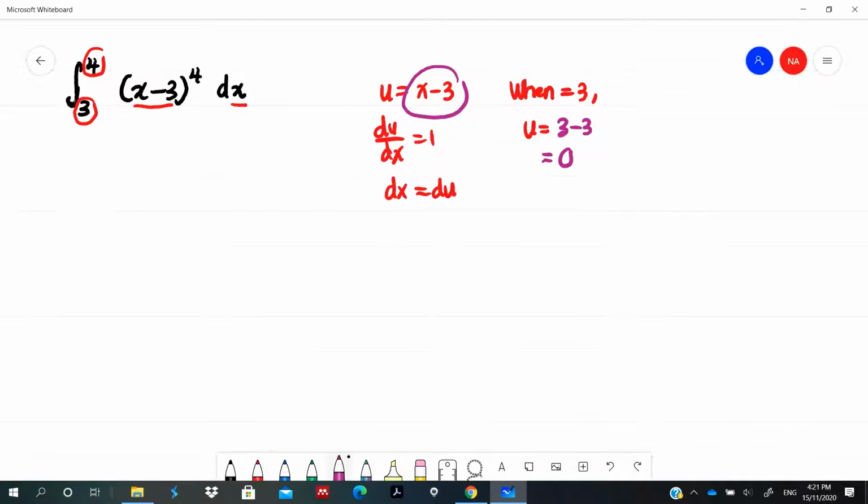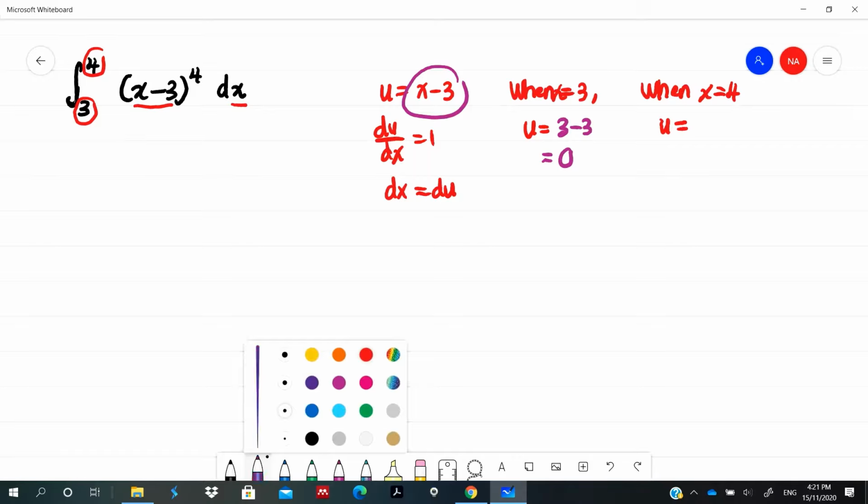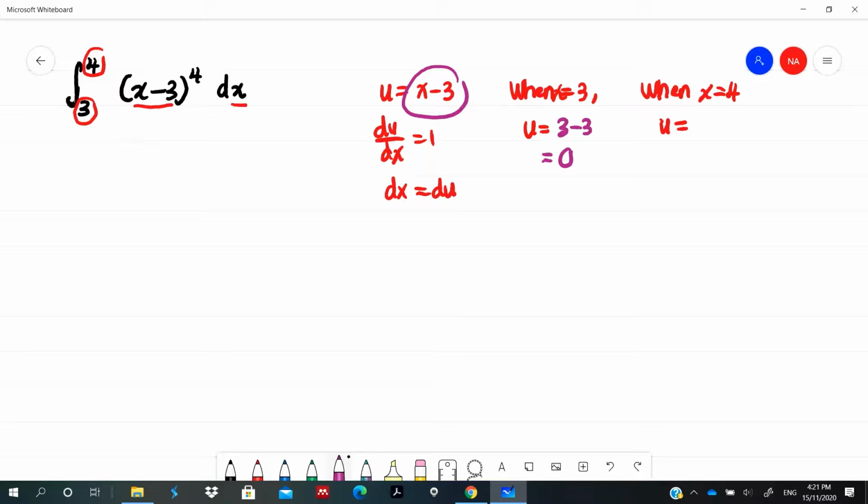And then again, we have to find the value of u when x is equal to 4. So u is given by the function x minus 3.